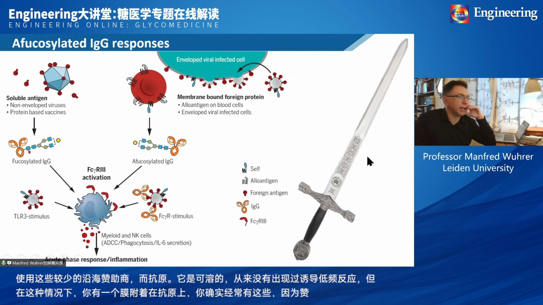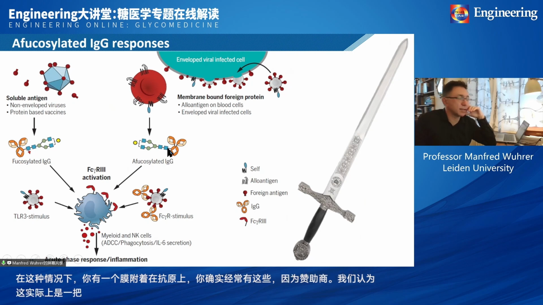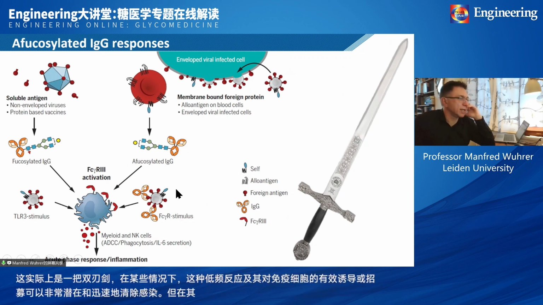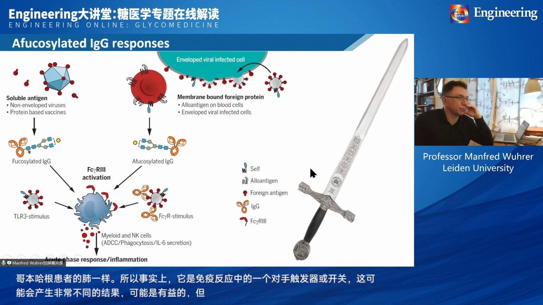and we think that this is actually a double-edged sword. In some cases, such a low fucose response with its potent induction or recruitment of immune cells could clear an infection very potently and rapidly, but in other cases, it may induce excessive inflammation, as in the case of the lung of COVID-19 patients. So indeed, it's a potent trigger or switch in the immune response, which can have very different outcomes and can be beneficial, but also lead to adverse outcomes.